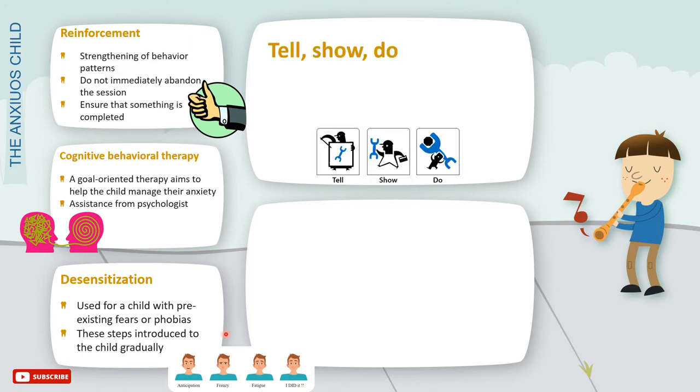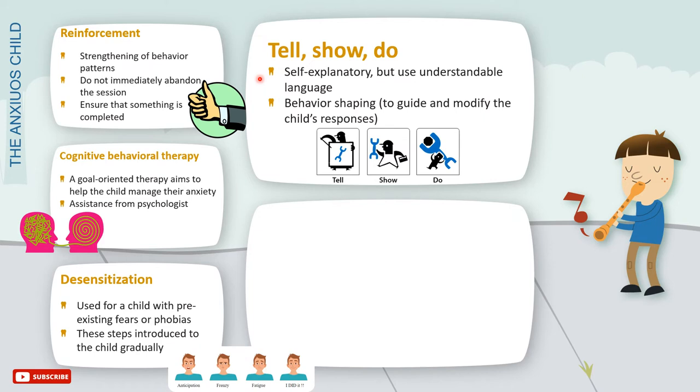Tell, show, and do. Self-explanatory, but use language the child will understand. Behavior shaping aims to guide and modify the child's responses, selectively reinforcing appropriate behavior while discouraging or ignoring inappropriate behaviors.